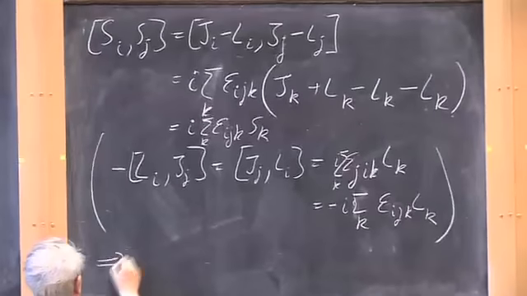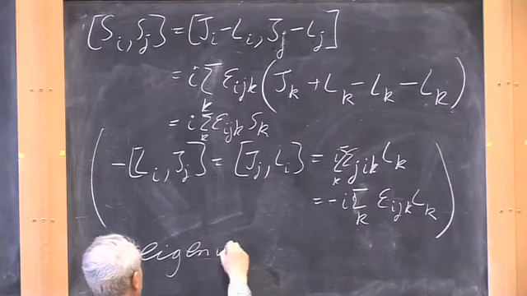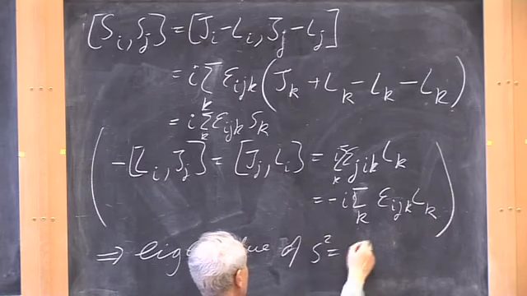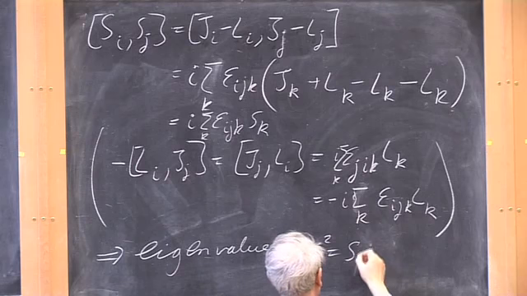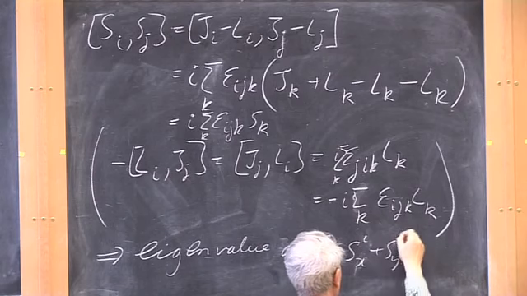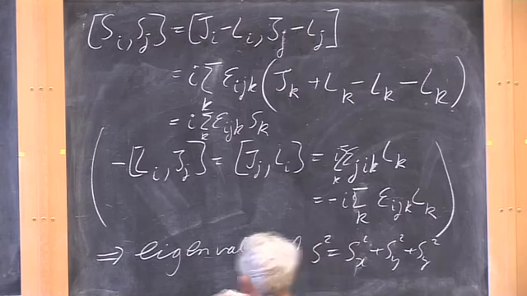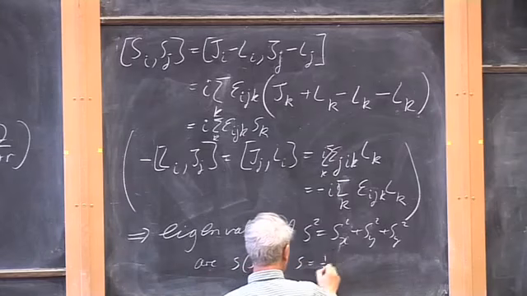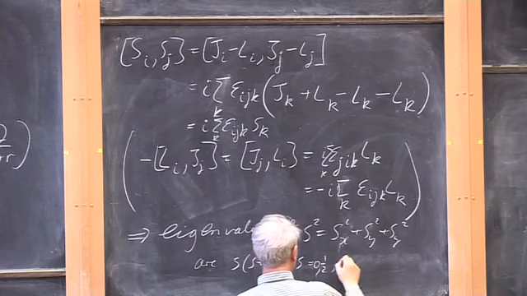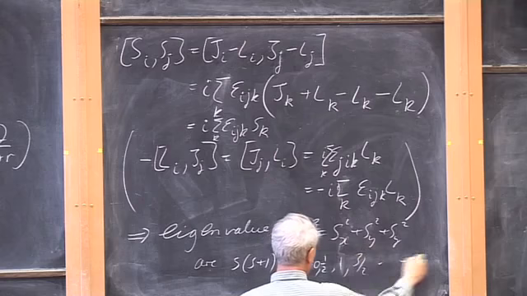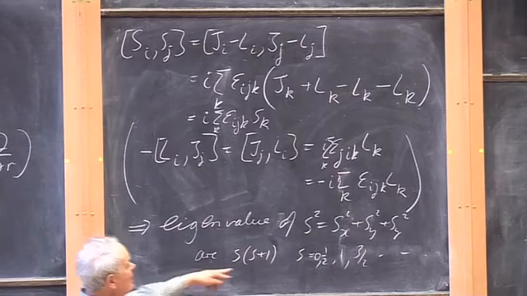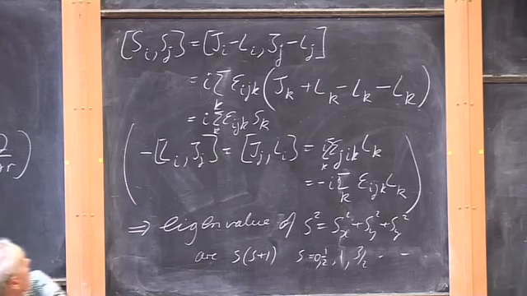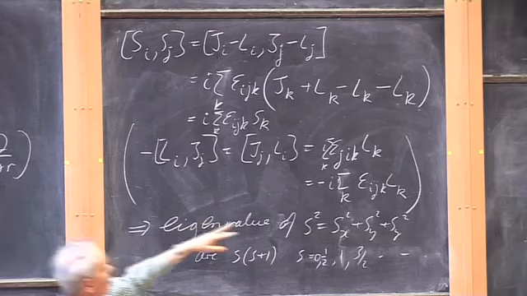So this implies that the eigenvalues of S squared, which is of course Sx squared plus Sy squared plus Sz squared, are s(s+1), where s is equal to 0, a half, 1, 3 halves, and so on. These results follow merely from the fact of having the commutation relations [Si, Sj] is i epsilon ijk Sk.